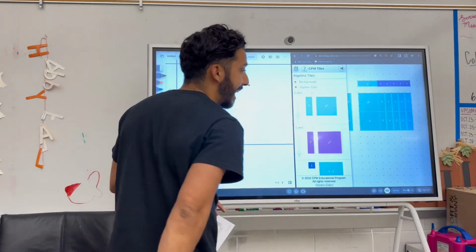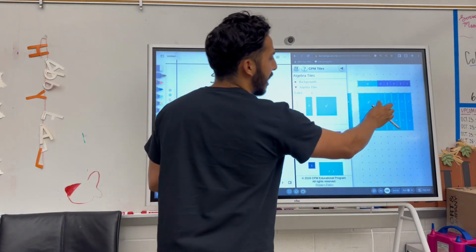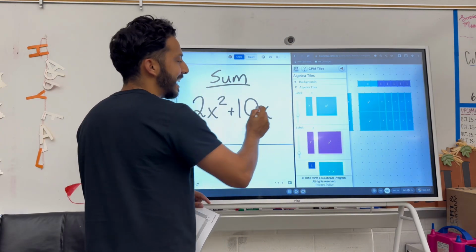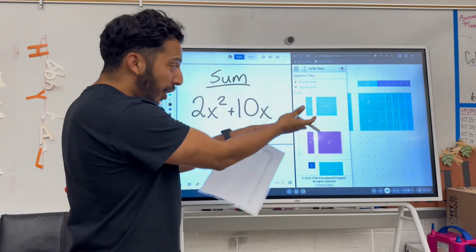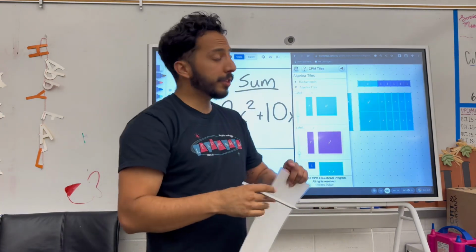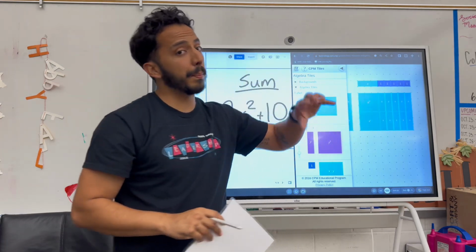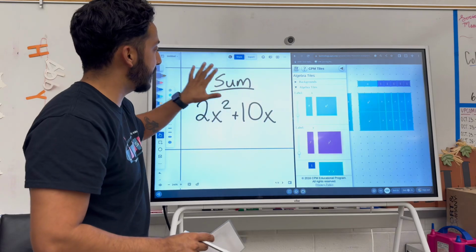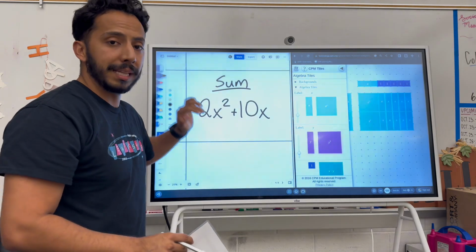Next up is how many X tiles? Well, it looks like I got a row of 5 with a row of 5. That is going to make 10 X tiles. And then are there any unit tiles in the sum? I see some in the product. I don't want the product. Are there any in the sum? There's not this time. That's okay. So that means my sum is just 2X squared plus 10X.